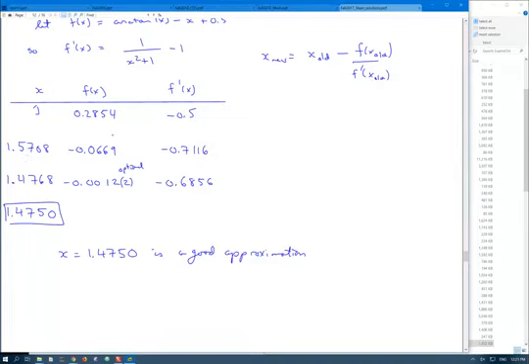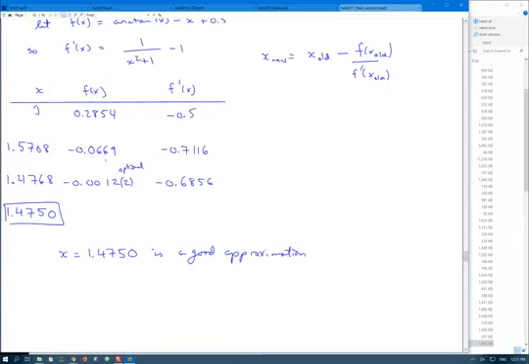We would do the same calculation. We'd sub that into our function. We'd sub that into our derivative. We get two new values. We'd then go back to our formula, applying the current x minus the two values we just calculated, and get a third value. And that's the process for Newton's method.